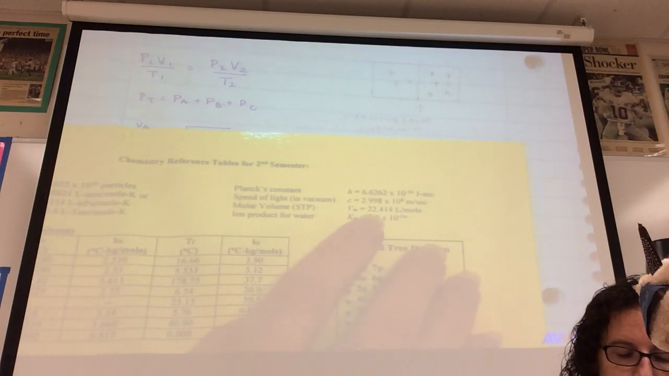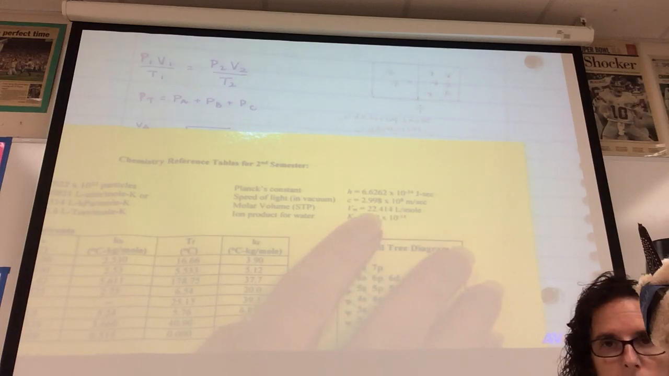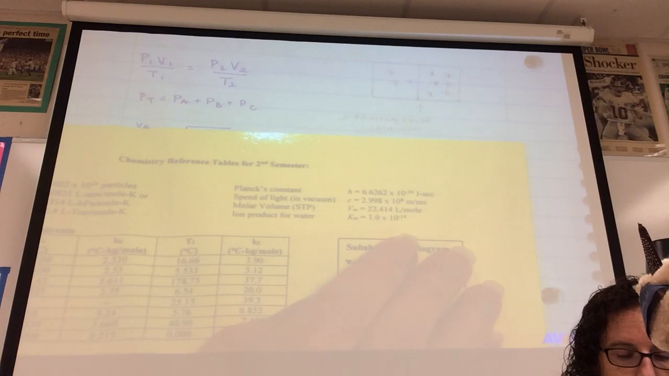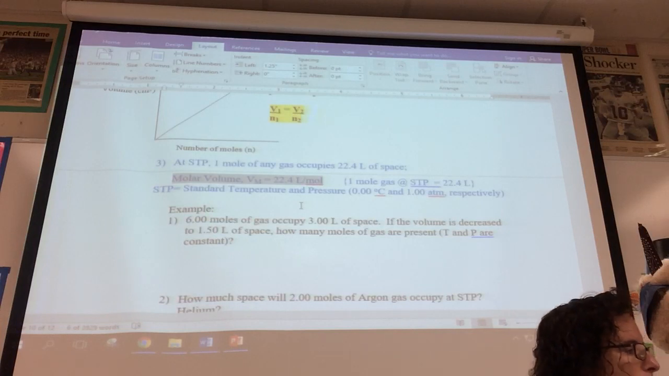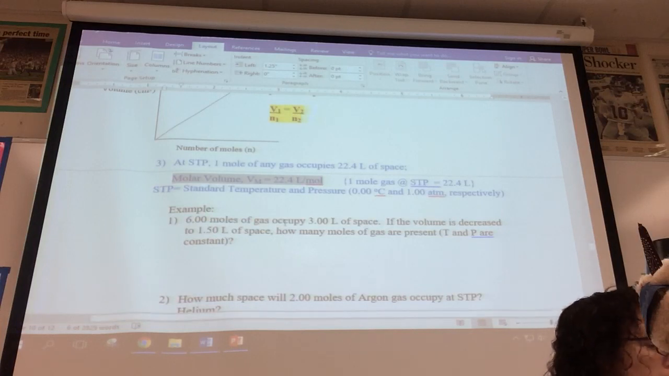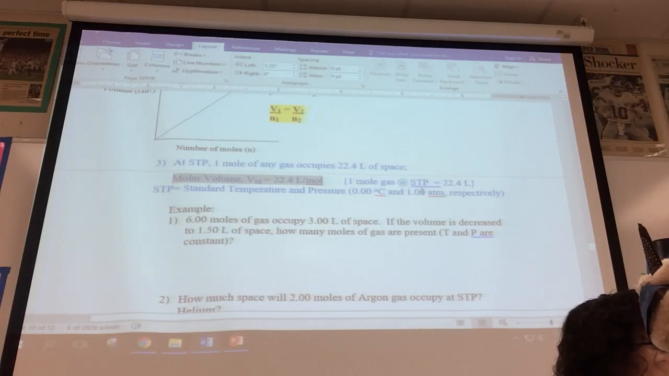3 moles of gas, you would multiply this by 3. If you had half a mole of gas, then you'd have 11.2 liters. And you'll see some of that here. And again, molar volume is given for you. I've reiterated standard temperature and pressure at 0 degrees Celsius and 1 atmosphere of pressure.